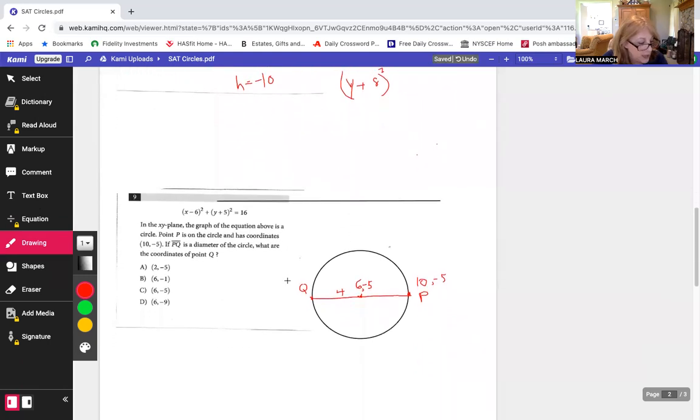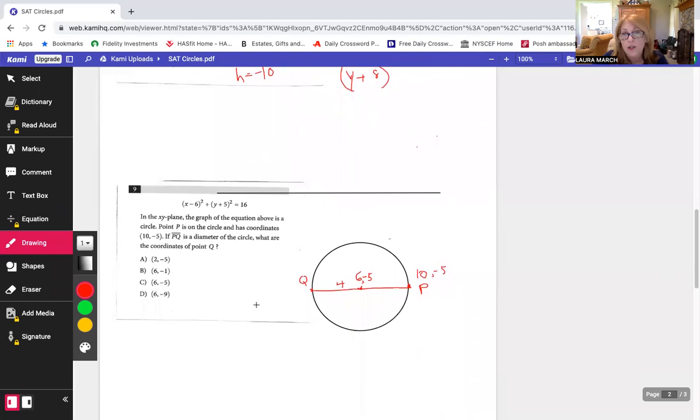This was from test 8, and it gives you the equation of a circle in the proper form. So we know then that the center is 6, negative 5, and the radius is 4. So we can sketch it. Here's the center, 6, negative 5, and radius 4. It tells you point P is on the circle and has coordinates 10, negative 5. So we marked that. We see P and the center have the same y coordinate, which means if I connect them, it's a horizontal line.